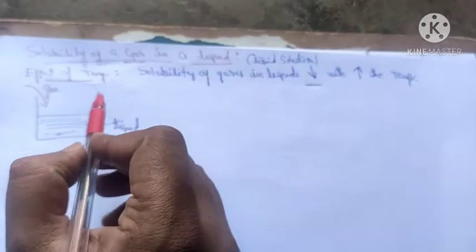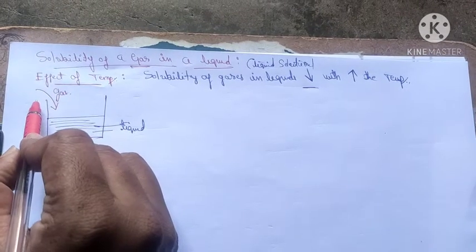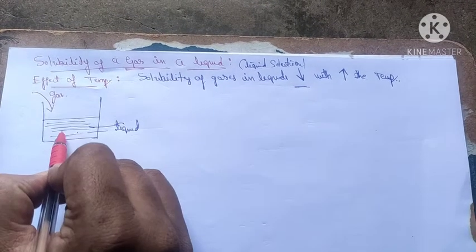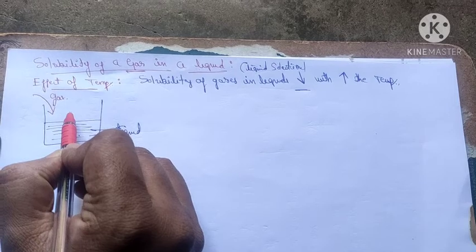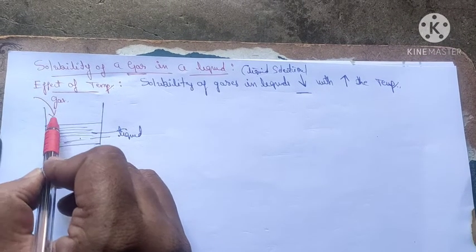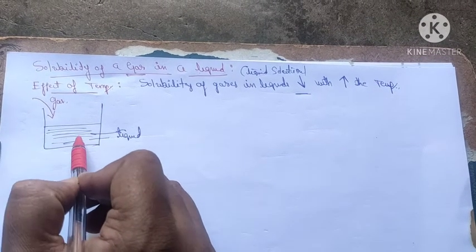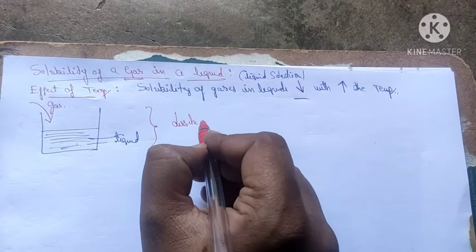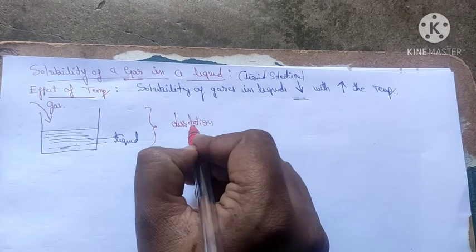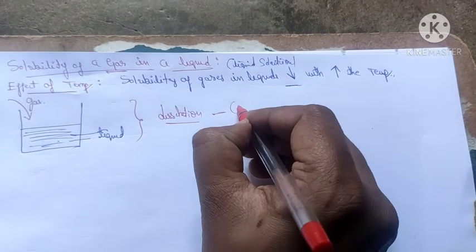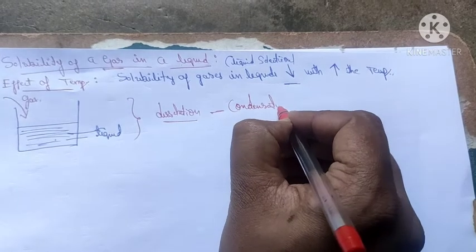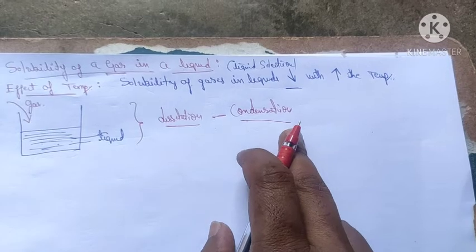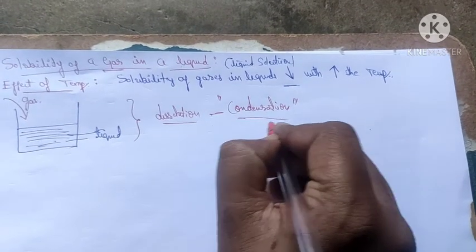When the gas molecules are present in the liquid phase, this is the liquid phase and this is the vapor phase. When the gas molecules are present in the liquid phase, the process is called dissolution. The whole process we call condensation. Condensation means the gas is dissolved in a liquid phase.